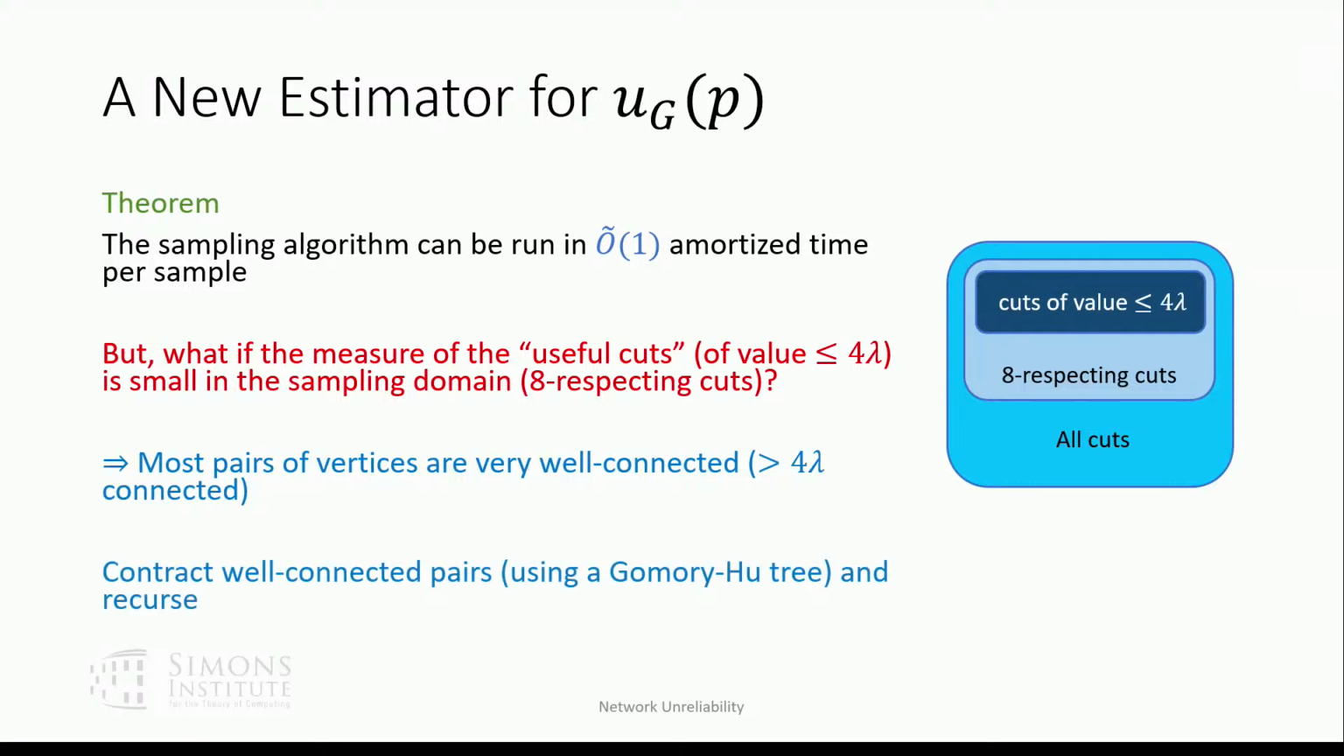So in this case, what we do is we go to the well-connected pairs that cannot be separated by a small cut, and just contract them. I don't really care. If I have a pair of vertices whose pairwise connectivity, the number of edges in any cut separating that particular pair, is, let's say, 10 lambda, then really any of those interesting cuts cannot separate that pair. So why don't I just contract that pair and continue? And we can do this efficiently using something called a Gomory-Hu tree that I don't need to describe here.